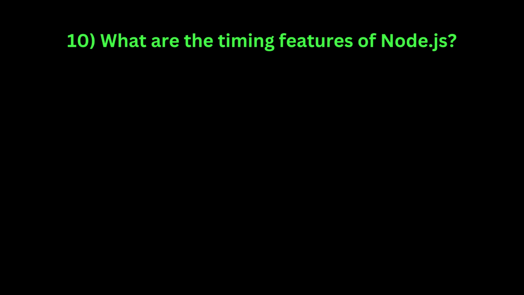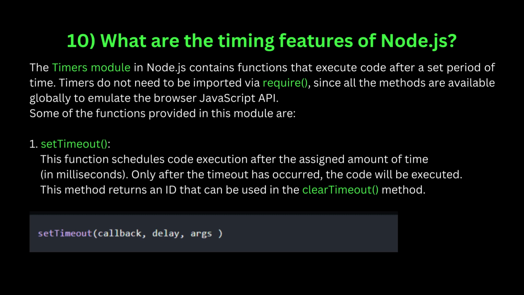Question 10. What are the timing features of Nodejs? The timers module in Nodejs contains functions that execute code after a set period of time. Timers do not need to be imported via the require method, since all the methods are available globally to emulate the browser JavaScript API. Some of the functions provided in this module are 1.